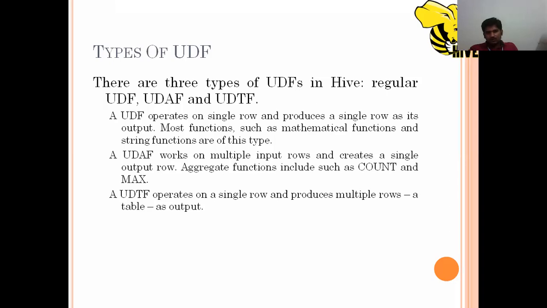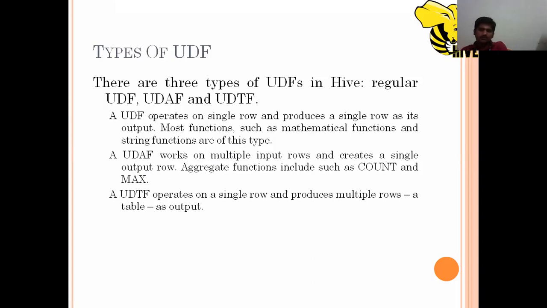So one, we can operate on only a single column. For example, this is used for testing purposes also. Most functions, such as mathematical functions and string functions, are of the same type. And UDAF works on multiple input rows and creates a single output row. So we are taking multiple rows and producing a single row.